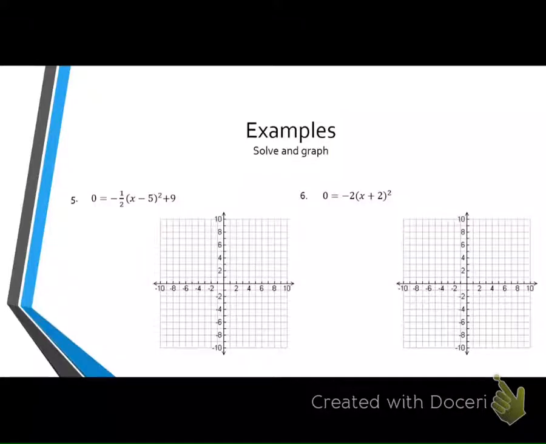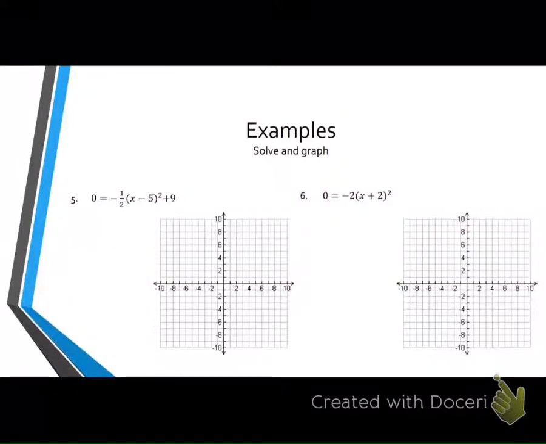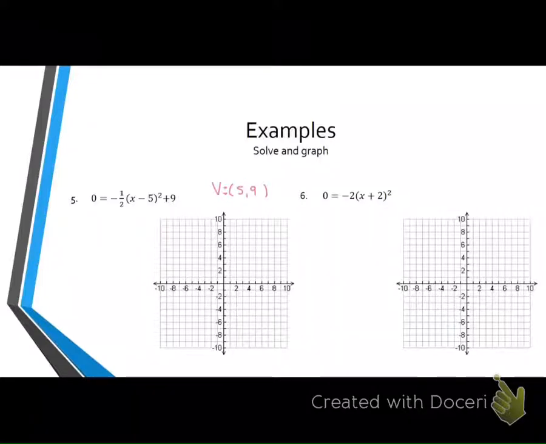Okay, let's look at the next one. We have 4 more. So let's just graph this one real quick. What is my vertex here, Josh? Yep, opposite H, same K. So we do 5, 9.